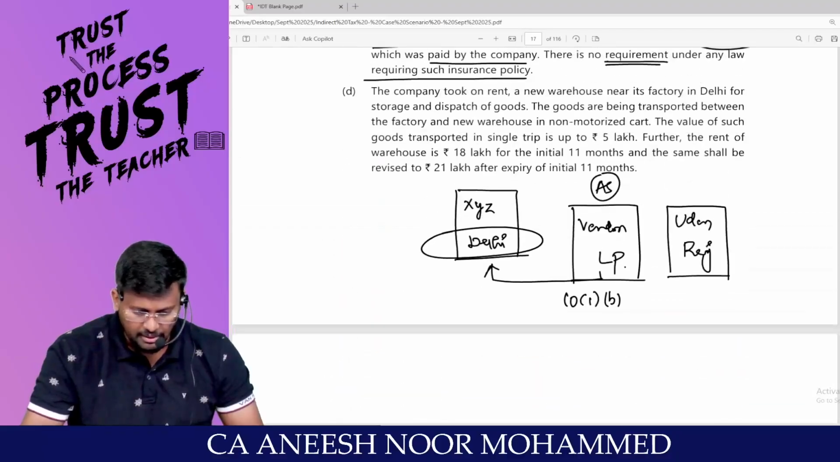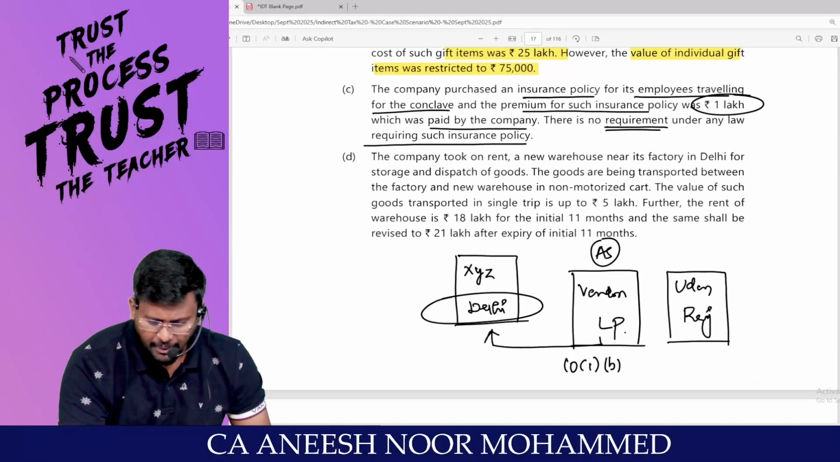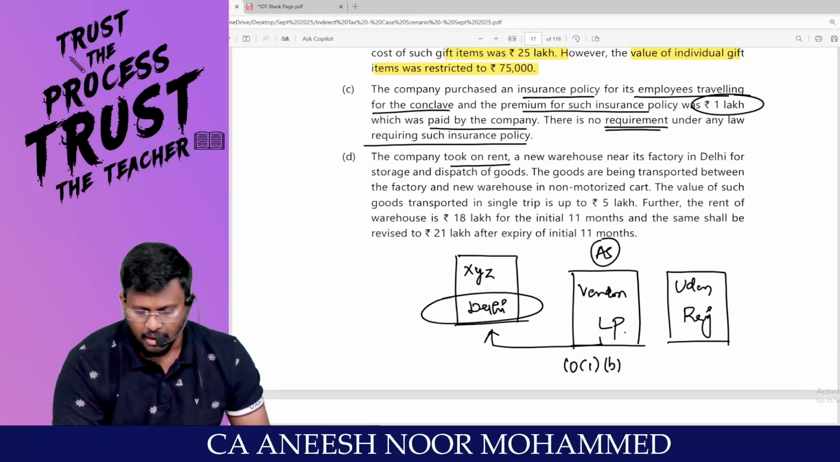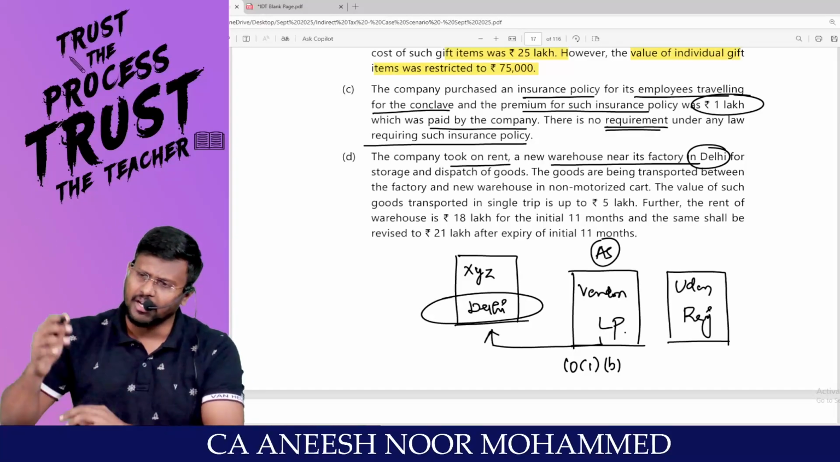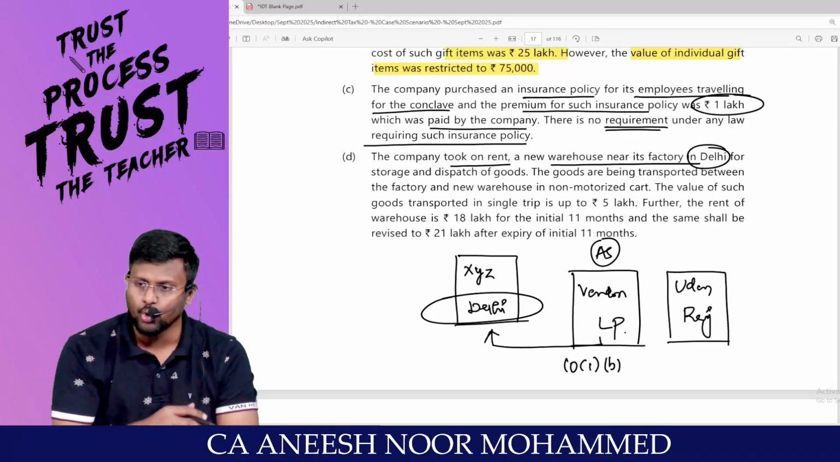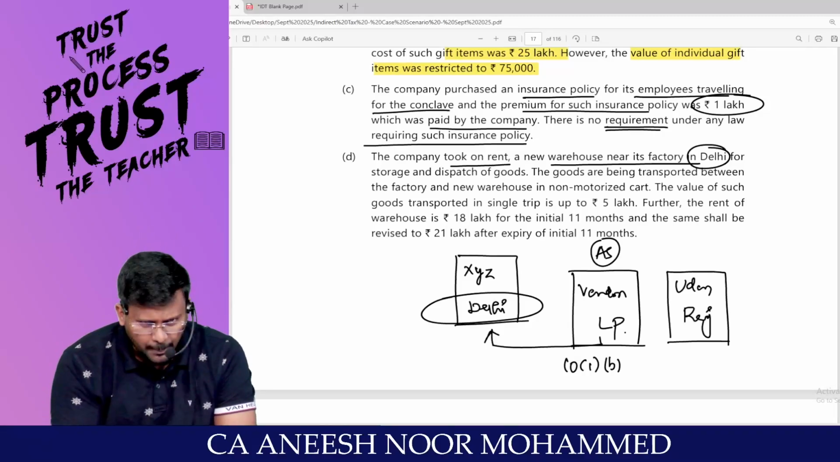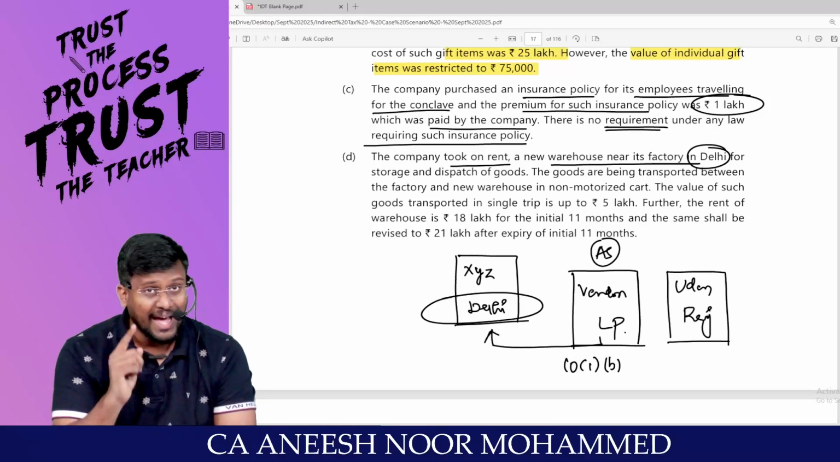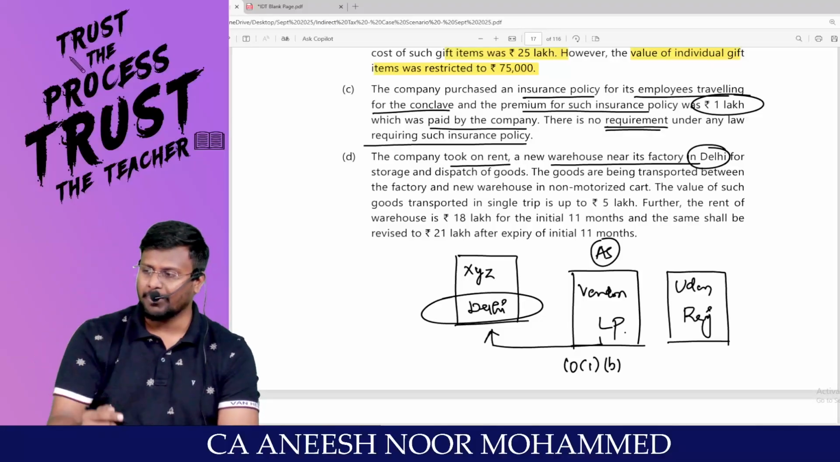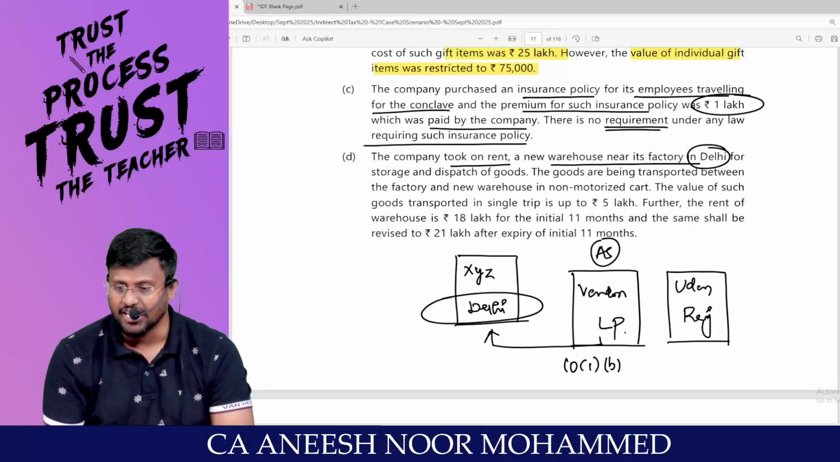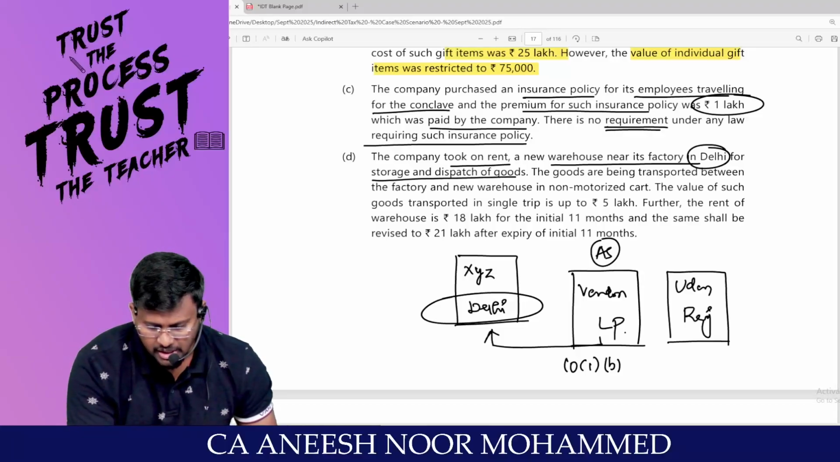We have not completed the case scenario. Company took on rent a new warehouse near its factory in Delhi. Sir, where are we already registered? Delhi. Now we are taking a new place. In one state, is multiple registration mandatory? No. As per section 25 subsection 2, you can declare the main place as the principal place of business and the others as additional places of business for storage and dispatch of goods.